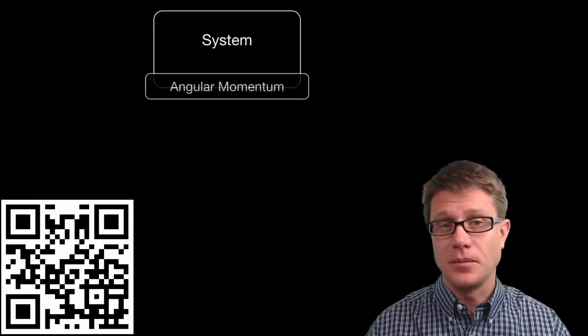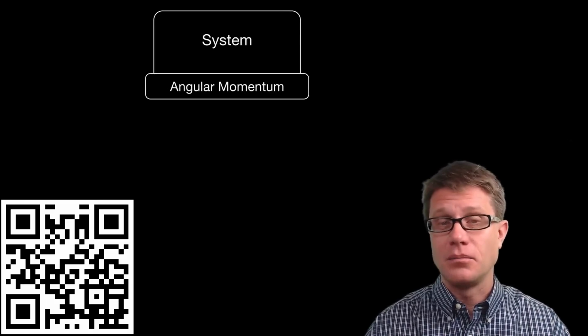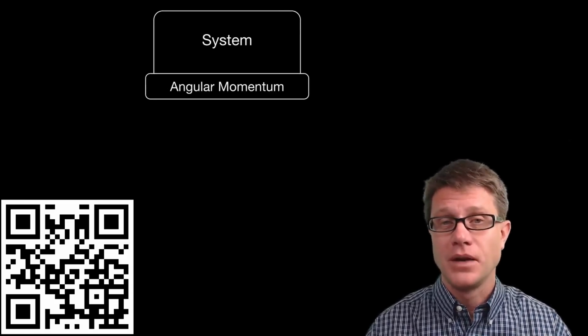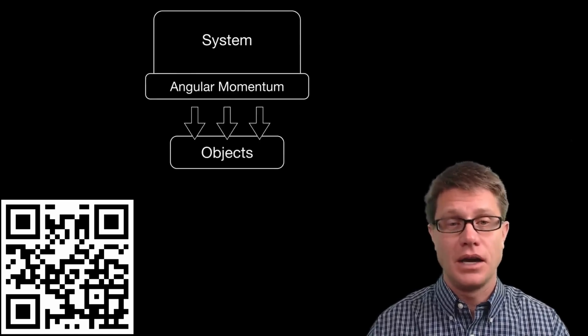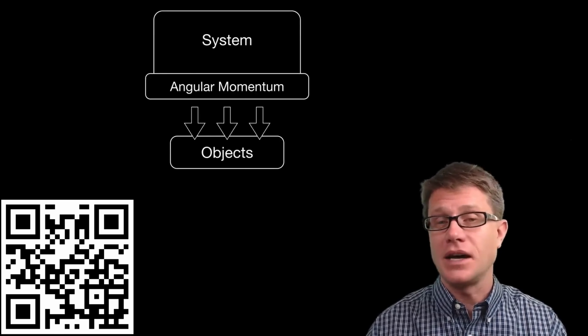And so if a system has objects inside it that are in motion, it's going to have angular momentum. And to figure out the angular momentum of the entire system, all you have to do is figure out the angular momentum of all the objects inside that system.